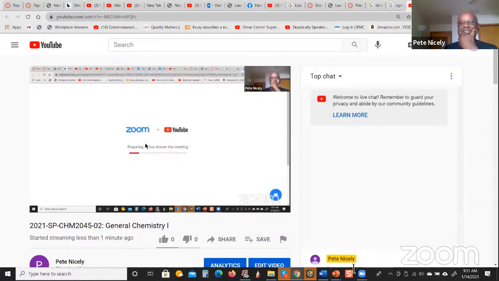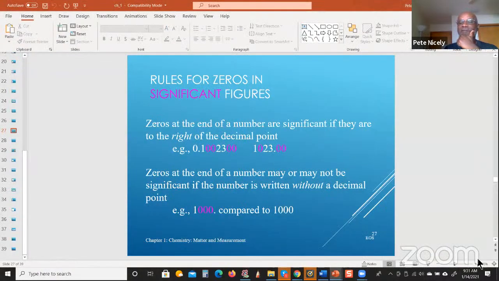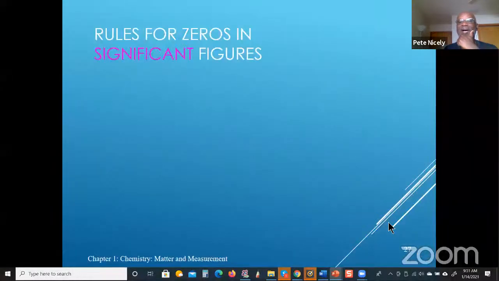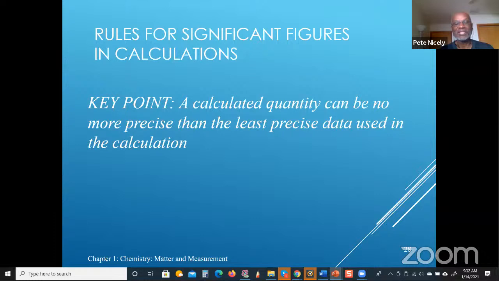Okay, so as I was saying, the last time we were here, we were talking about how to determine the number of significant figures in a given measured value. I won't go through that again because we covered it at the end of last class. But most of the rules have to do with zeros in a particular situation.